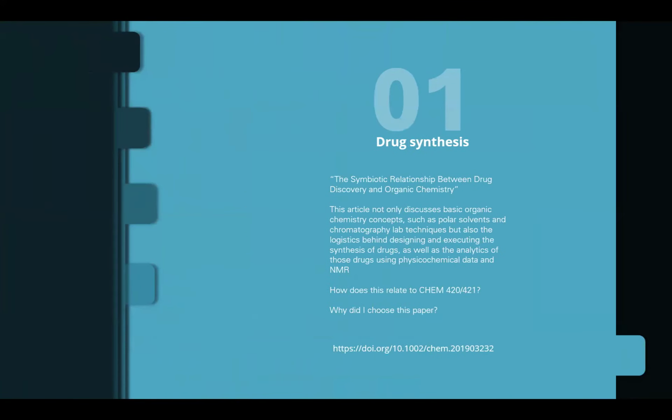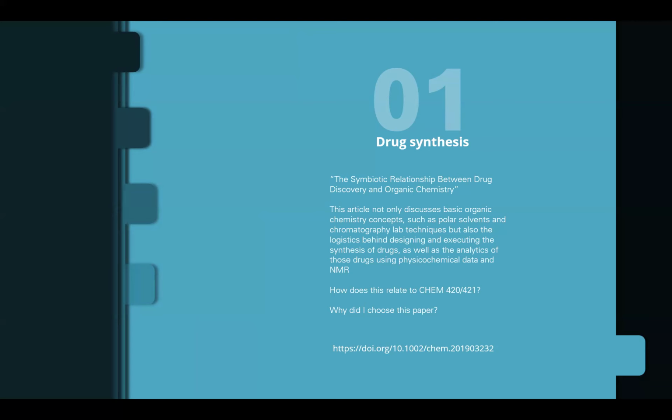So starting off, I chose an article called The Symbiotic Relationship Between Drug Discovery and Organic Chemistry. As a brief summary, it discusses the intro to organic chemistry concepts such as polar solvents and basic lab techniques, then getting into more involved, difficult parts of organic chemistry, such as predicting major and minor products, reaction synthesis, and much more.